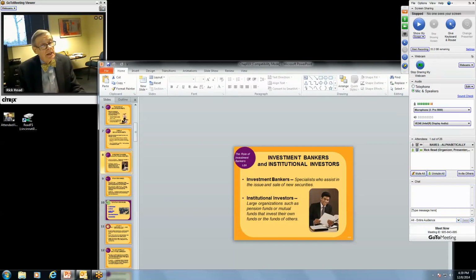Investment bankers and institutional investors. Exactly what the slide here says. Investment bankers are in the business to help issue and sell new securities.